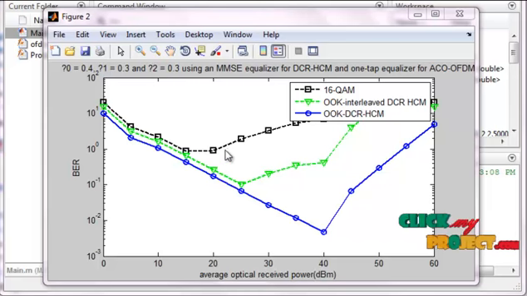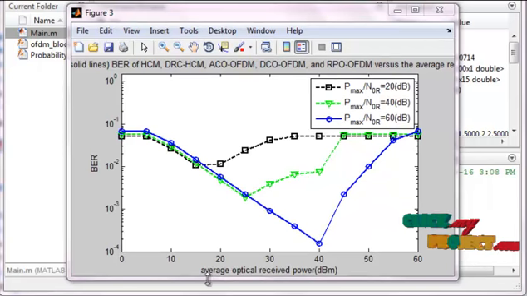The 16 QAM is the existing work, and these are the proposed work versus the average optical received power. Here the y-axis is BER, the bit error rate. Finally we find the equalization of the MMSE equalizer of the DCR HCM and the one tap equalizer of the ACO OFDM. Similarly in the same figure of the average optical received power, that is BER, the solid lines of DCR HCM, ACO OFDM and DCO OFDM versus the average optical received power. That is calculated, where black is the existing system and green and blue are the proposed system. So overall, this is the running procedure for the product.